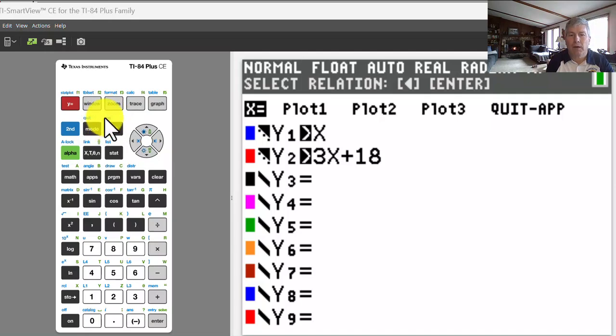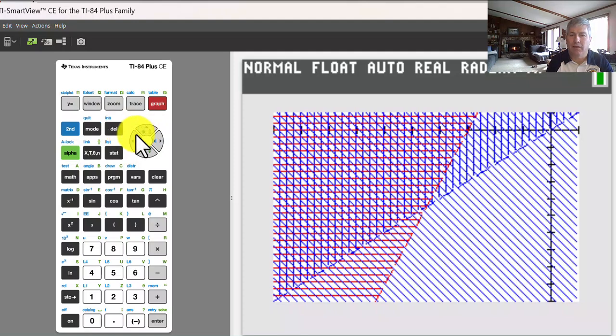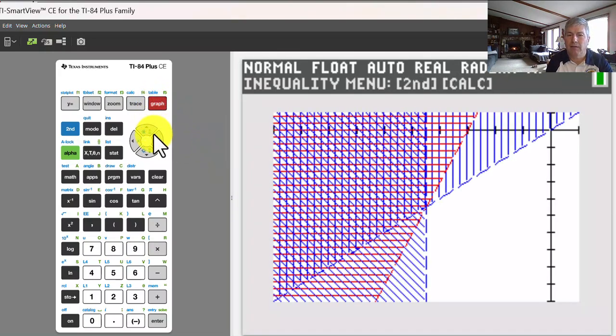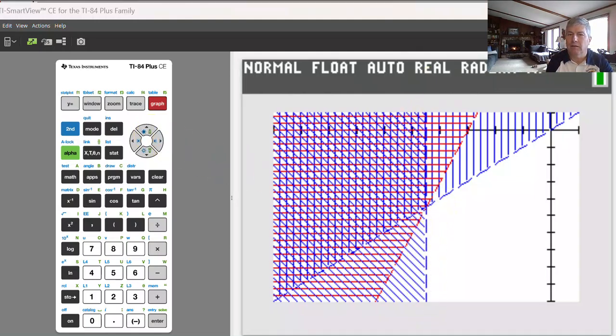So I have all my things highlighted, and I hit graph, and I get this big mass of different shading. Let's take a look and see what we've got going on here. I feel like I'm missing one of my graphs too. I'm missing the x is less than negative 9 because I didn't put the negative sign in. So we'll get another look at that. There we go. That's a better graph. Now I have my negative 9 in there.